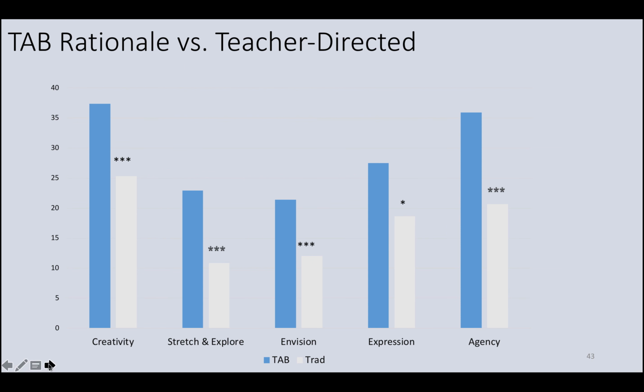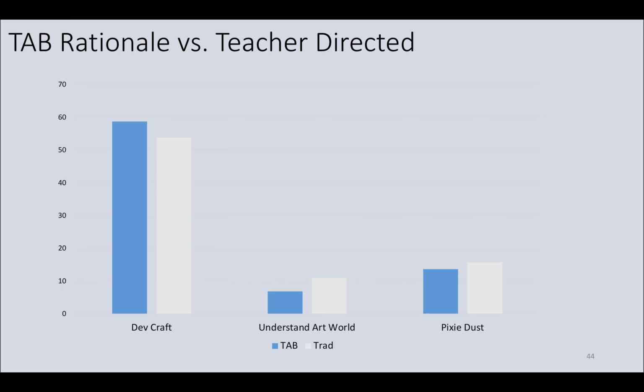Finally, I just want to share 3 more types of answers that we had hypotheses about. The first were about develop craft and understand art world, and responses that gave answers that fell within those 2 categories. Develop craft responses were things about skill, like I need to learn how to draw or whatever. Understand art world were answers about history, about relationship to museums, that type of thing.